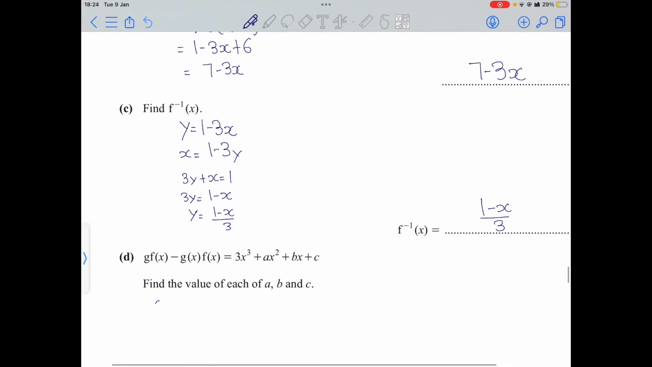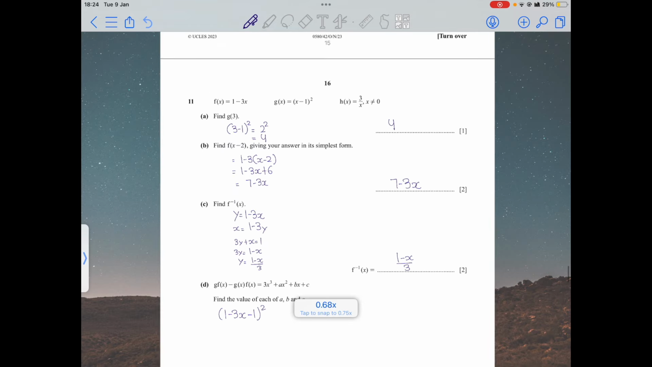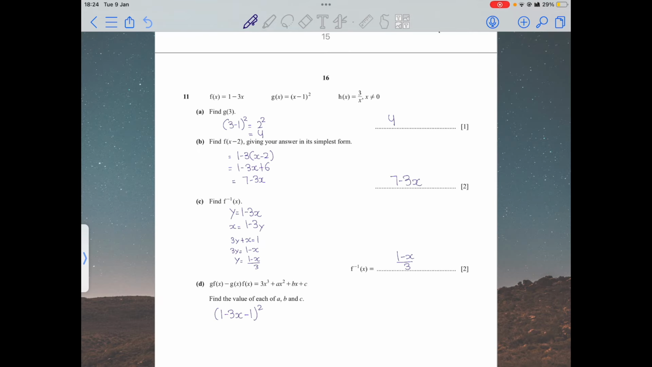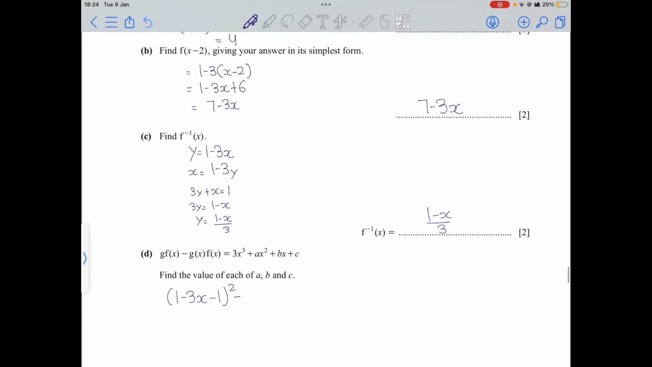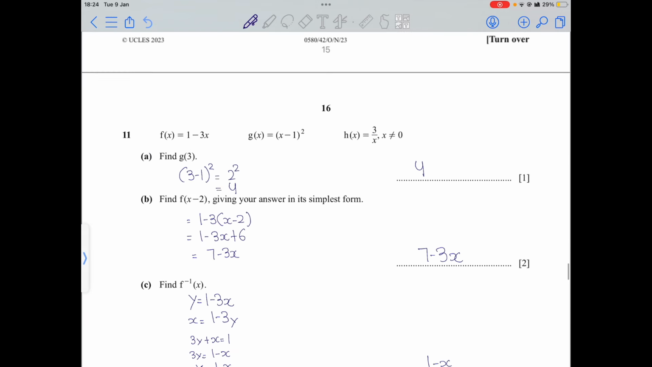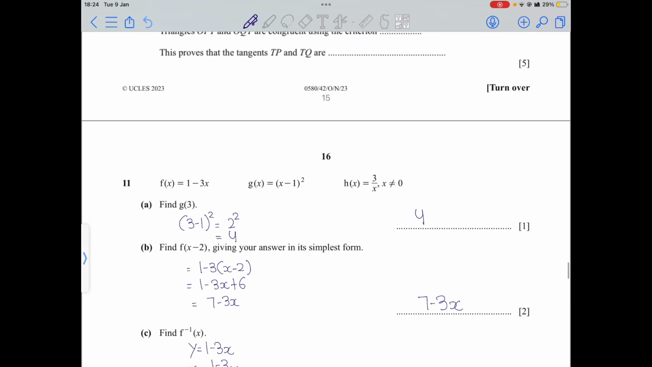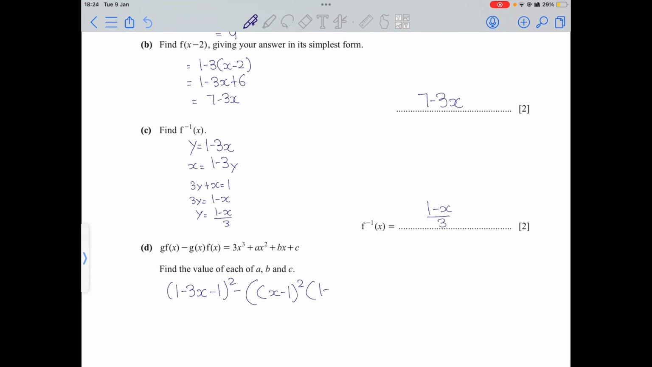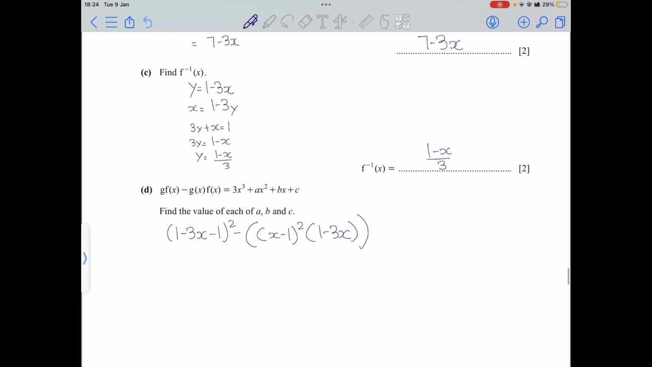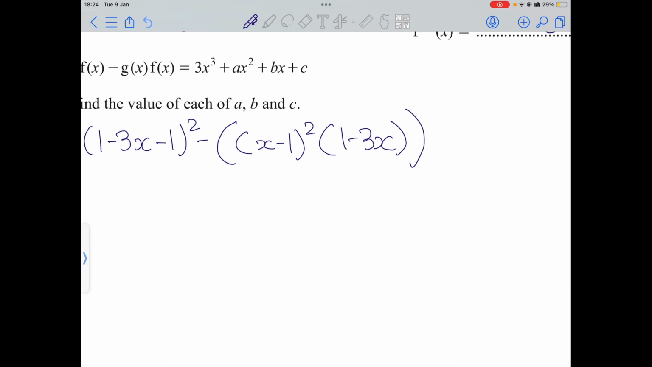So yes, (1 minus 3x minus 1) squared, because that's g, and in the value of g of x, you're basically putting the value of 1 minus 3x, minus 1 squared, minus what you actually put is basically g of x, (x minus 1) squared, times f of x, which is basically 1 minus 3x. Okay, so now as you can see, when you simplify it, 1 minus 1 is 0, so that cancels out. Negative 3x squared is going to be 9x squared. Remember that we're only squaring the x.